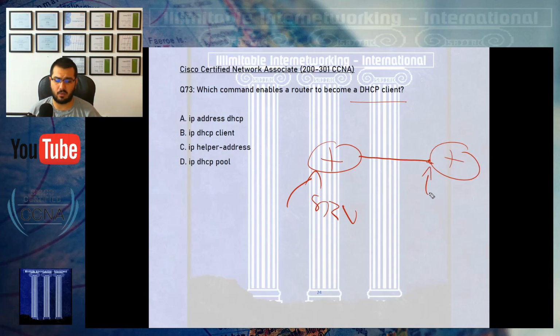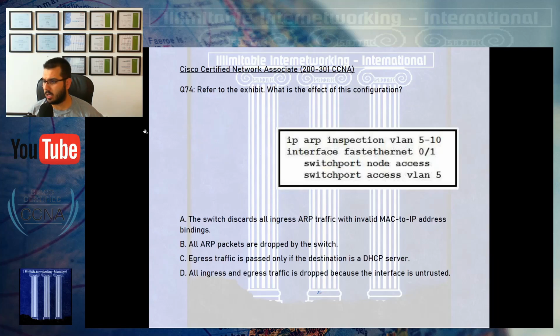Then you can enter this interface and type ip address. Before, we had to type the IP address and subnet mask. Now we will type ip address dhcp. Leave it for a matter of seconds, maybe 2 to 3 seconds, and refresh the show ip interface brief command table, and you will see an IP address with a subnet mask assigned to this interface from this server. This happens a lot in networks. So ip address dhcp is the one, this is the function, the job, and that's it. That should be enough for question 73.